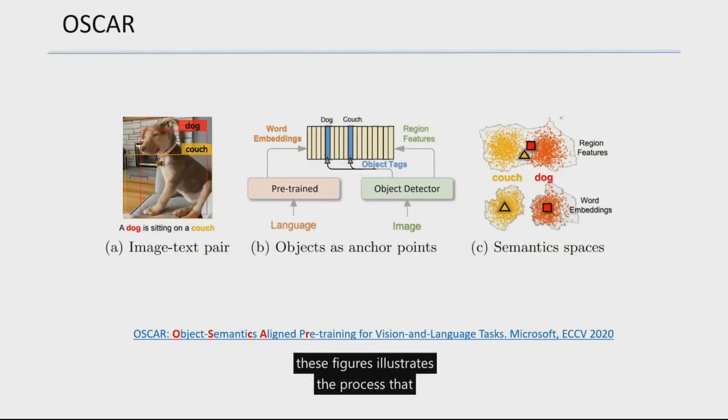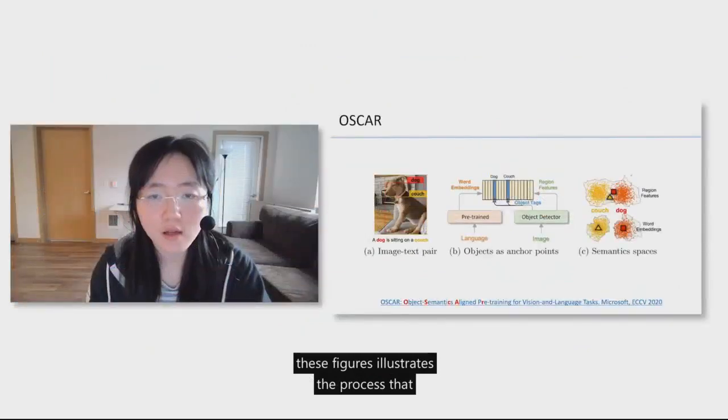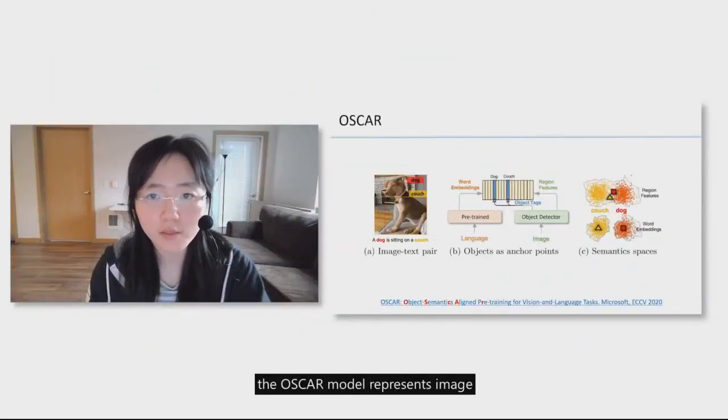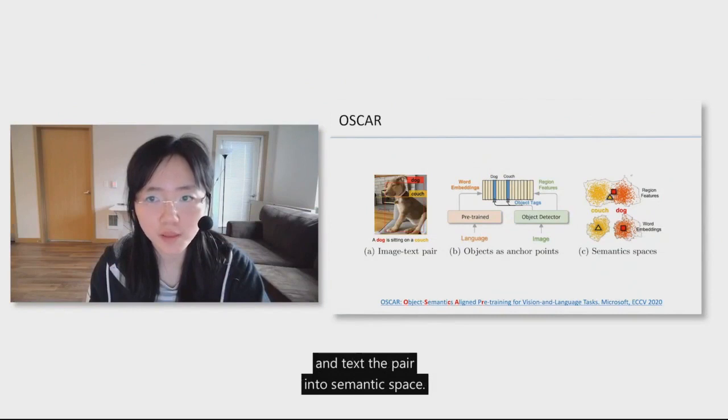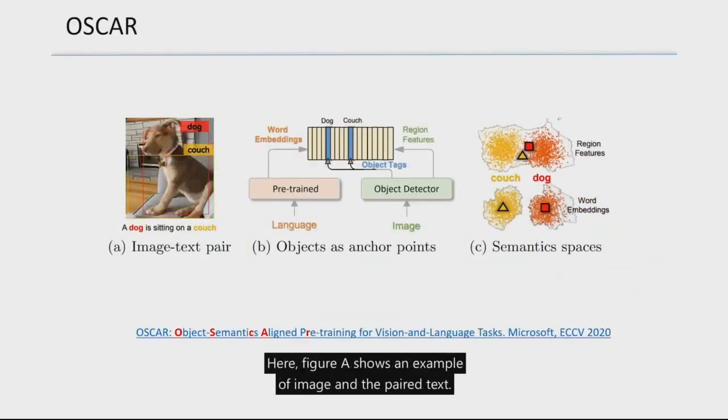And these figures illustrate the process that the OSCAR model represents an image-text pair into semantic space. Here, figure A shows an example of an image and the paired text. In the image, the object detection model can detect a dog and a couch. And the words dog and couch also appear in the text: A dog is sitting on a couch.